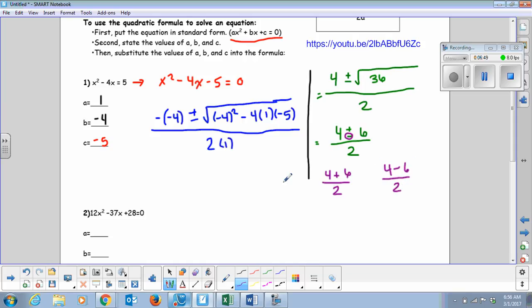Okay, from here, you all should be able to figure this out using the calculator or mental math. So 4 plus 6 is 10. 10 divided by 2 is 5. So that's what I get for my first root. For my second one, I have 4 minus 6, which is negative 2. Negative 2 divided by 2 is negative 1. So these are my 2 roots.